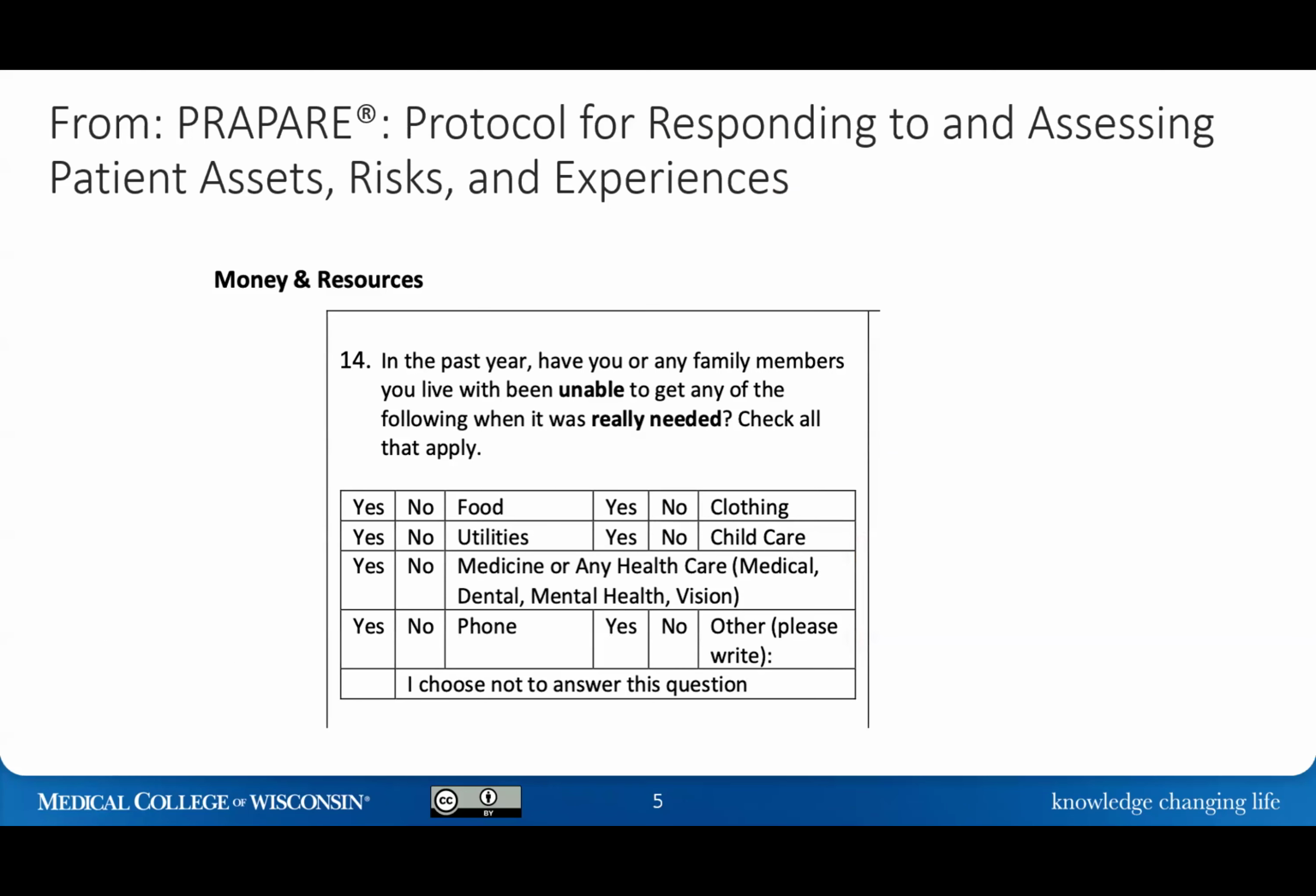So this is an example from the PREPARE, which is an acronym, Protocol for Responding to and Assessing Patient Assets, Risks, and Experiences. "In the past year, have you or any family members you live with been unable to get any of the following when it was really needed? Check all that apply." Now, all the emphasis is the original. I didn't do that. "Food, utilities, medicine or any healthcare, phone," for example.